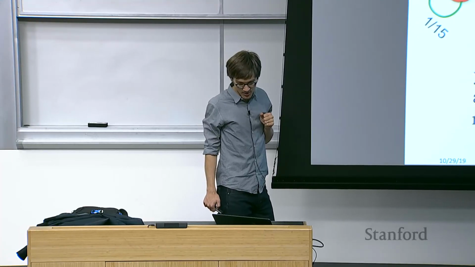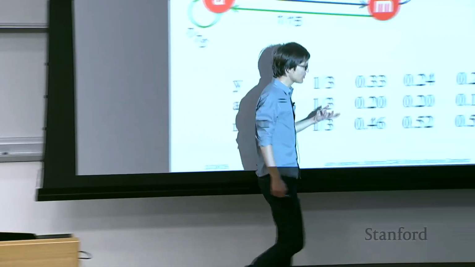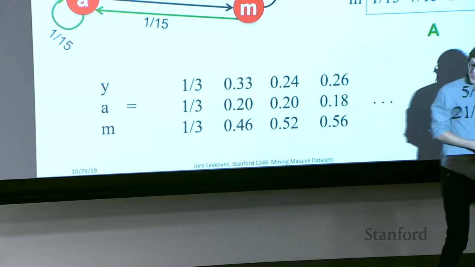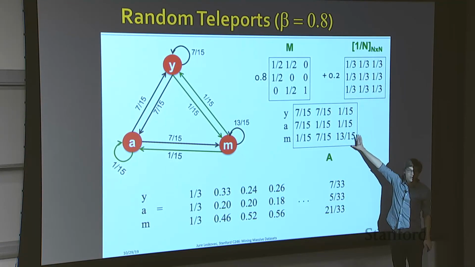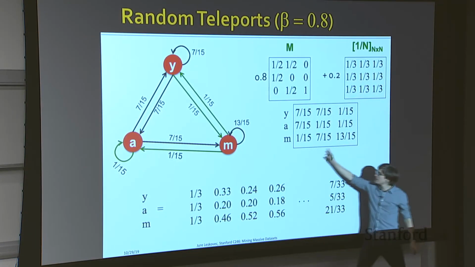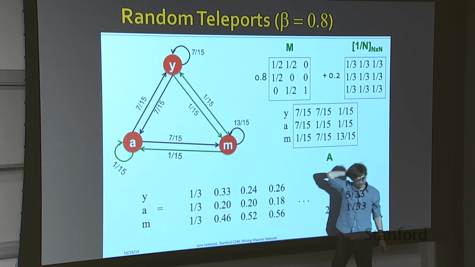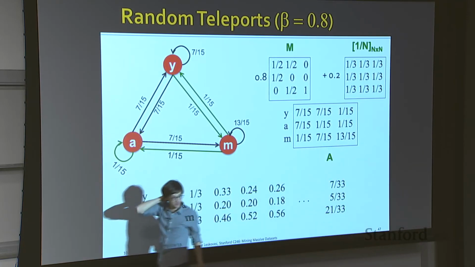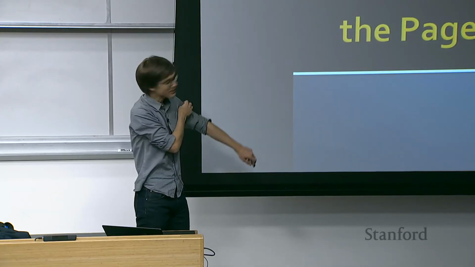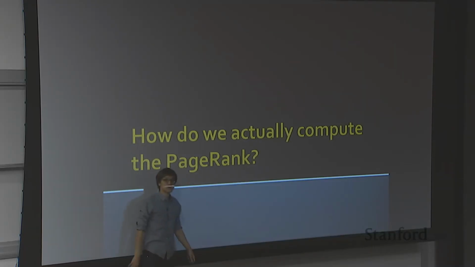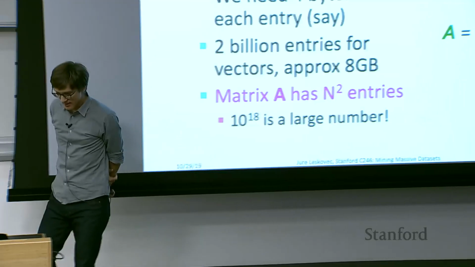All right, so let me now show you how we actually compute this. One thing you should observe is that this is now a dense matrix. So if this is 200 million or a billion pages, then this is a billion times billion, right? So that's a lot of billions. What do we do? Okay, so how do we actually go and compute the PageRank?